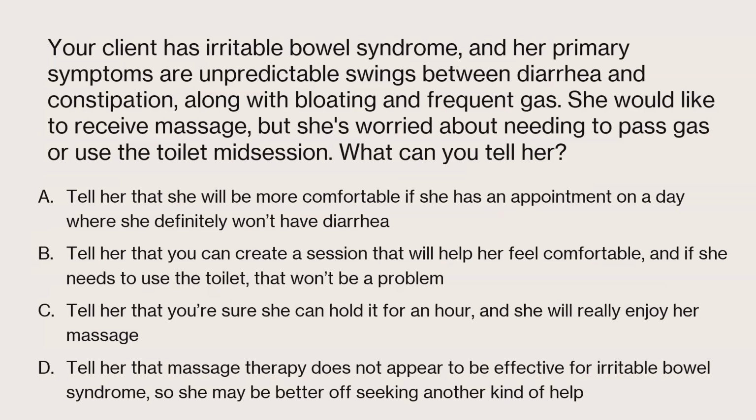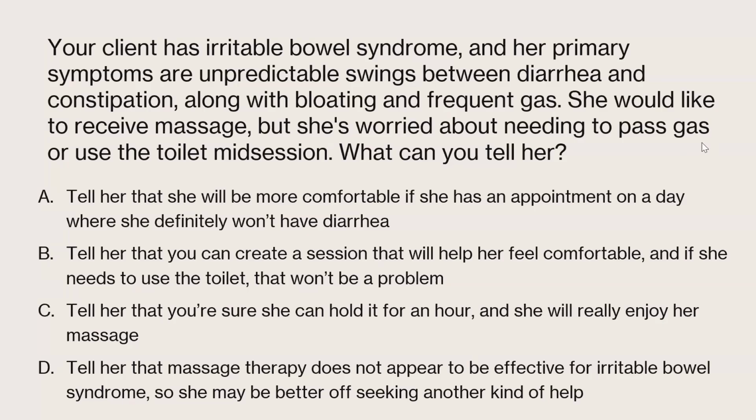Your client has irritable bowel syndrome. Her primary symptoms are unpredictable swings between diarrhea and constipation, along with bloating and frequent gas. She'd like to receive massage, but she's worried about needing to pass gas or use the toilet mid-session. What can you tell her?